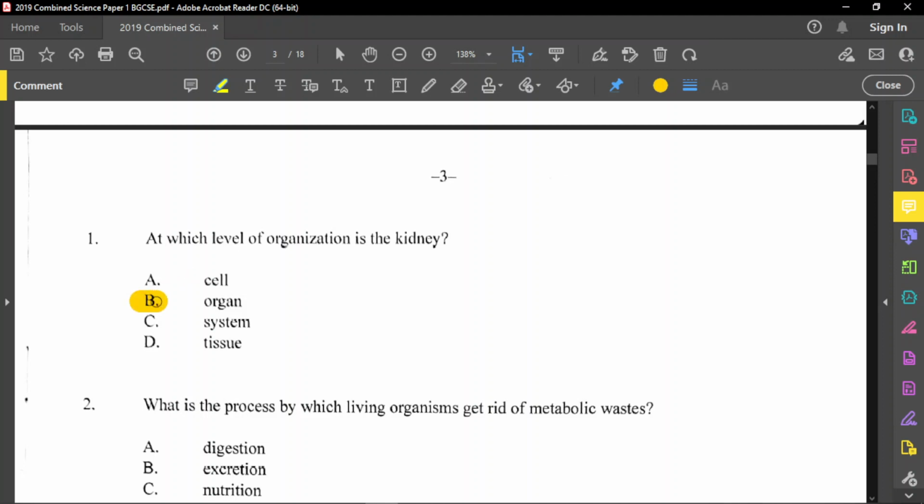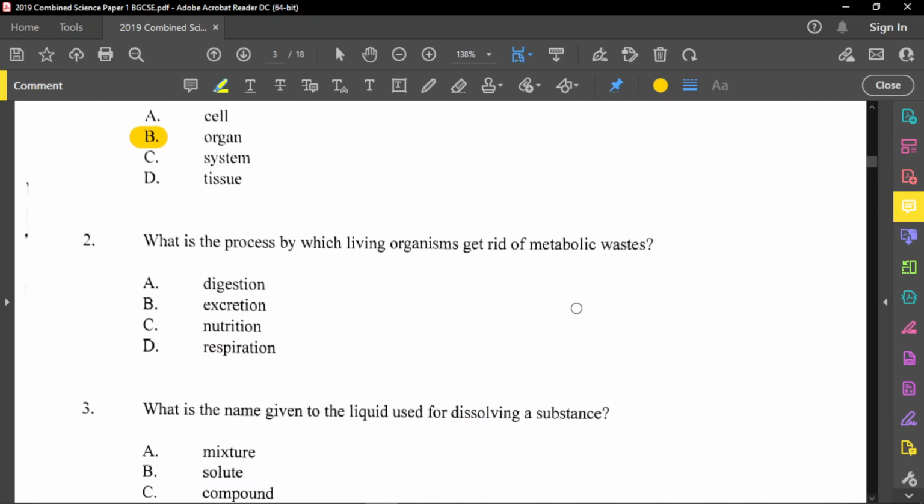All right. And so here now, number 2 is: which is the process by which living organisms get rid of metabolic waste? And so metabolic waste are removed from living systems by what we call excretion. So that's a straightforward thing. Digestion is the breaking down of food. Nutrition is the process by which you obtain nutrients. And of course, respiration is the release of energy from food.